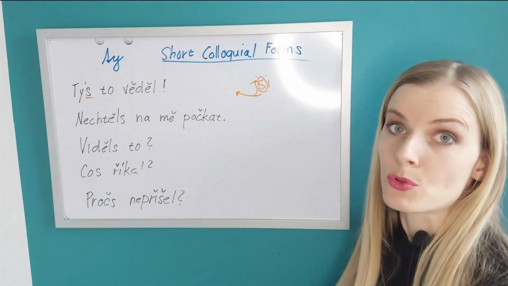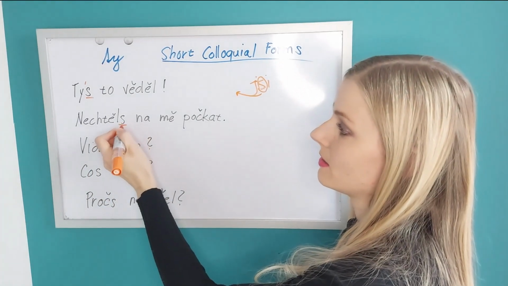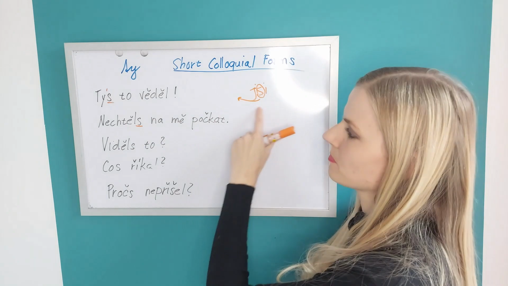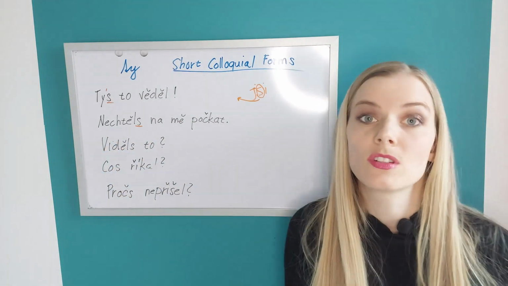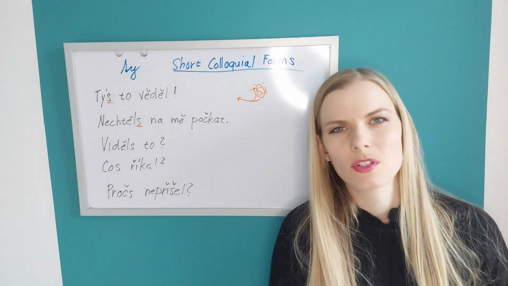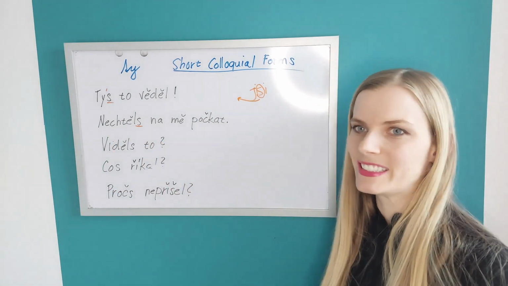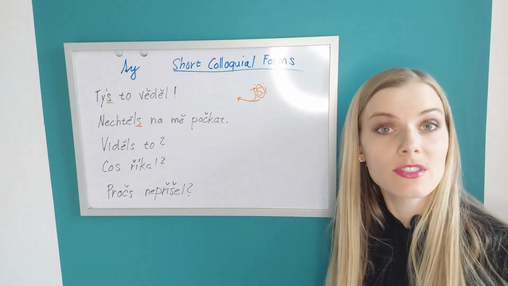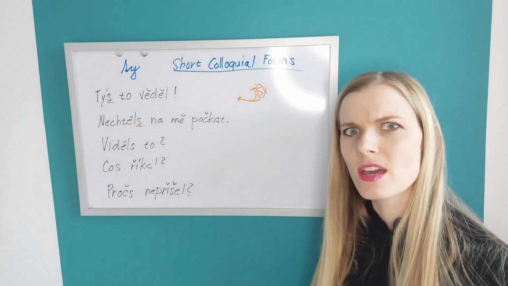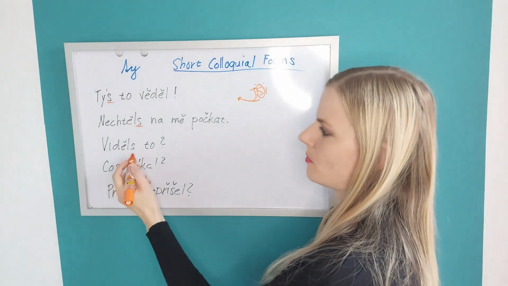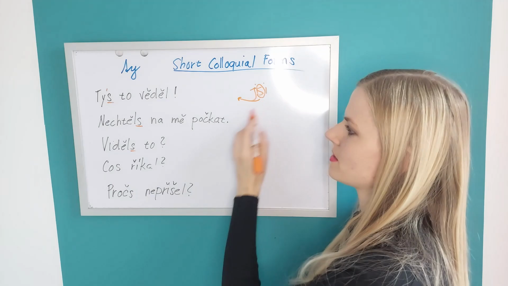Nechtěl jsi na mě počkat. So this little s here comes from jsi. Nechtěl jsi na mě počkat. You didn't want to wait for me. That's funny. Nechtěl jsi. Viděl jsi to? Did you see that? Or like in English, you see that? Viděl jsi to.